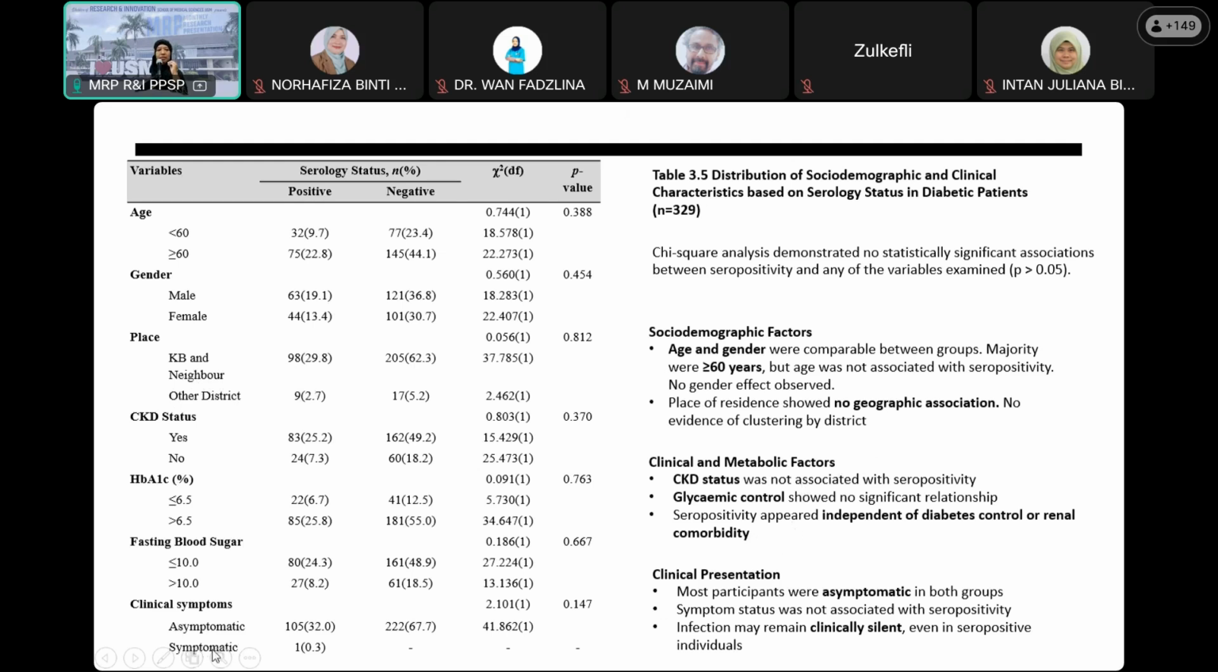For clinical symptom, in this study we have only one symptomatic patient. This patient is positive for Strongyloides, and at the same time, the patient got diarrhea. But other patients with positive serology, all patients did not have any symptom that we have discussed just now.